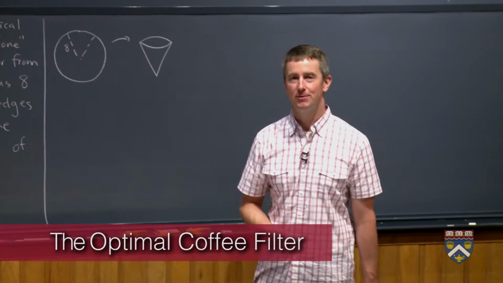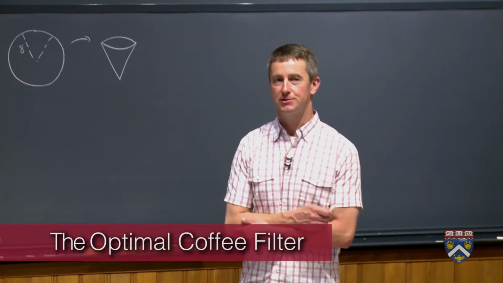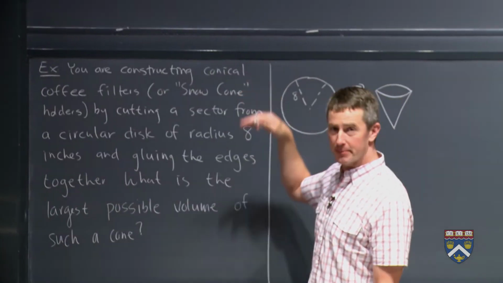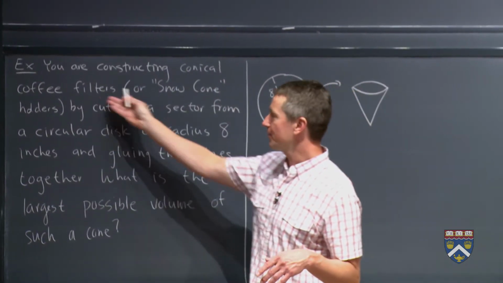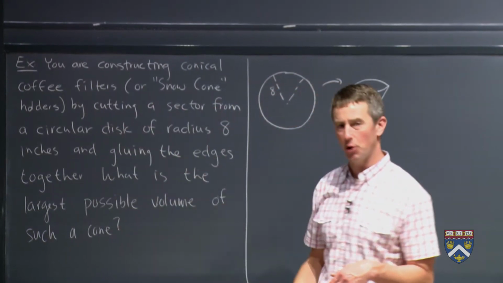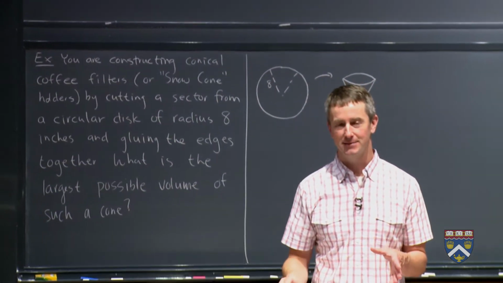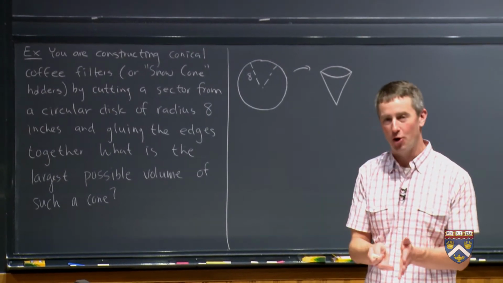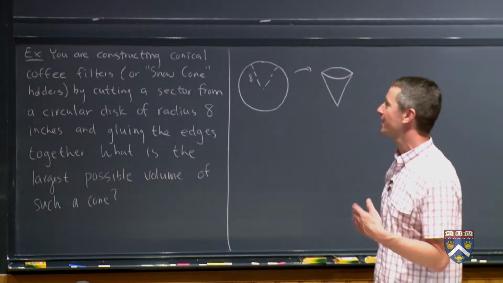So let's try another example, sort of from the real world with a different geometric shape. You are going to construct conical, meaning in the shape of a cone, coffee filters, or if you like, snow cone holders. These are things that you buy at the fair sometimes, a paper cone that holds some ice with some flavoring in it.